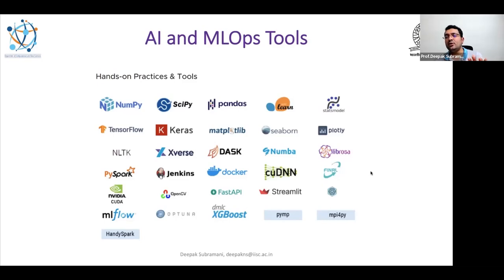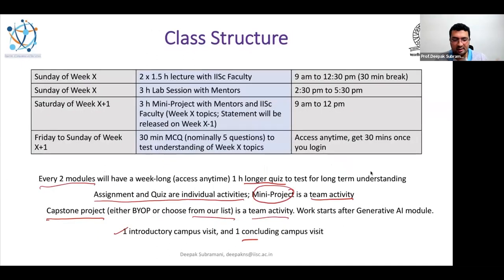Will classes be on Friday? No, classes will be on Sunday. Sunday morning is the class. Sunday afternoon is the lab. Then Saturday of the next week is a mini project. You get about a week's time to work with your team and solve that problem. There will be an online quiz that is available to take between Friday and Sunday. You can log in anytime. Saturday afternoon is a good time for you to log in and complete it.